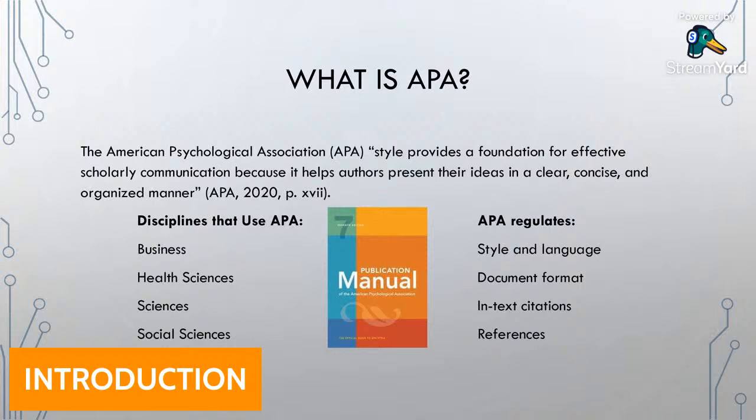So basically in the slide there are some terms displayed that use APA. First one is business line, health sciences, sciences and social sciences. APA regulations, what we are going to cover in this video in three sections. First of all, we will provide a general introduction about the APA, about the seventh edition manual, and what the core elements of this seventh edition are.